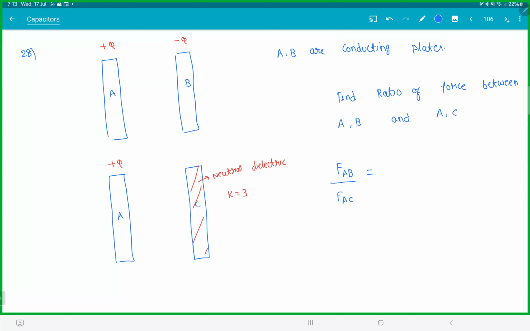So we have two parallel plates. You can take them as large plates. Distance is very small between them. You can treat them as infinite plates. So in case one, A and B, they have charges plus Q, minus Q. Second case, it is plus Q and 0. Find the ratio of force between plate A and B and plate A and C.